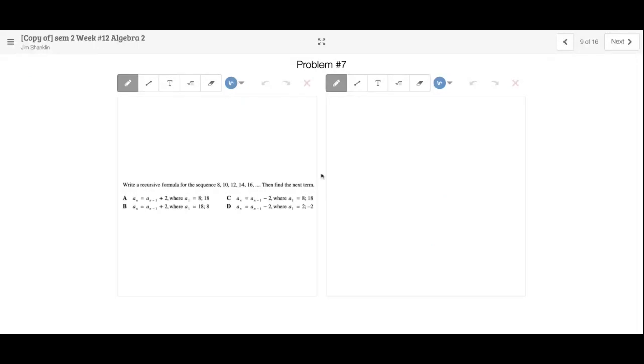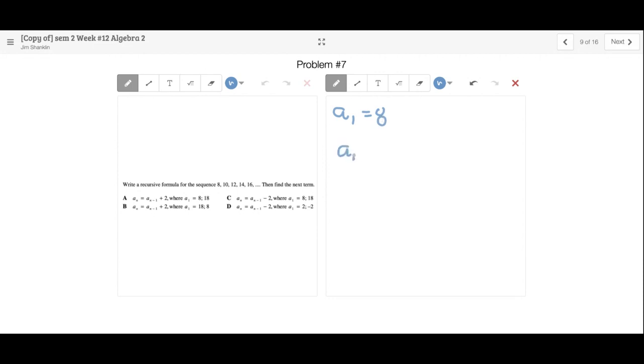All right. The next problem, number 7, says, write a recursive formula. Okay. What is the first thing when you see recursive formula? What is the one thing you have to put down? It is not correct if you don't write this down. So what do you always have to write down when it's a recursive formula? a1. Correct. You have to say what a1 is. So in this problem, before I do anything, I just write down a1 is equal to 8. You have to write that down.